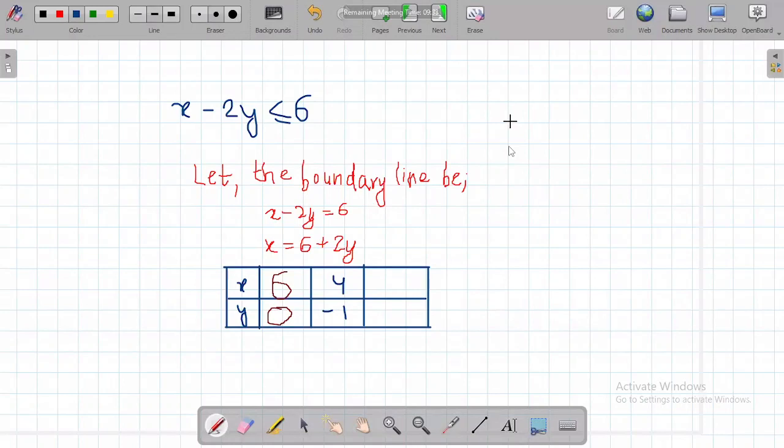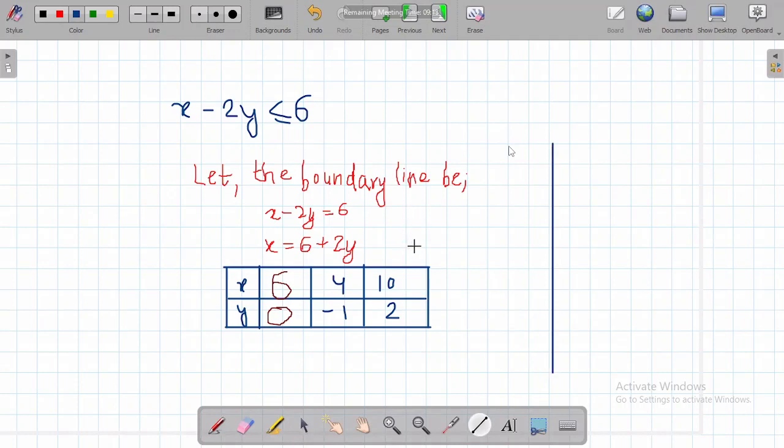Krisa, please help me. So when y is 2, x will be 10. Okay. Now let's go to the graph.